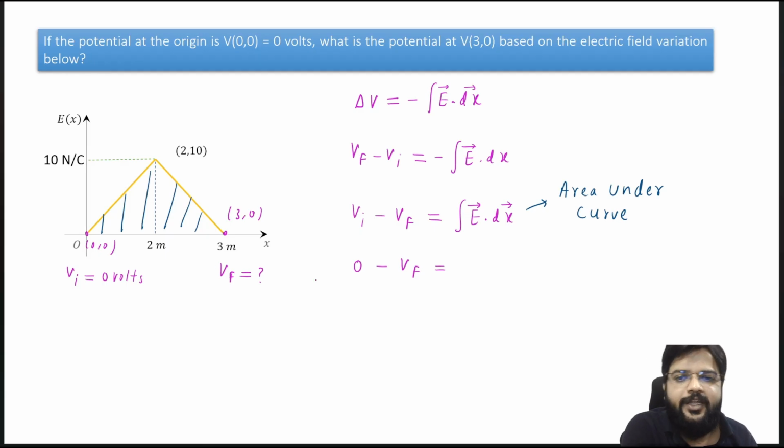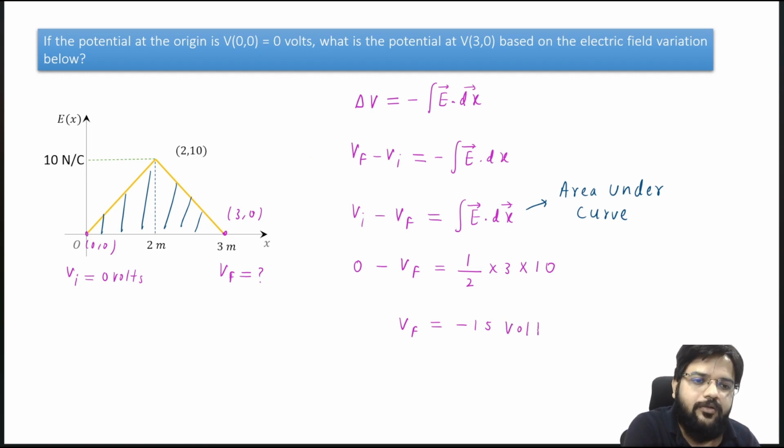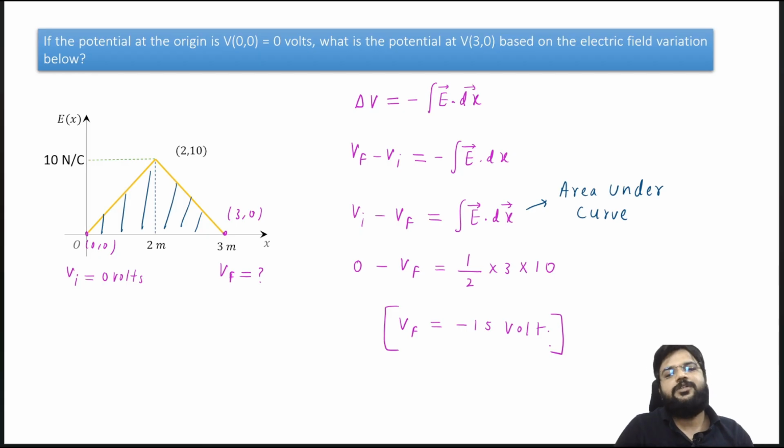So let's see how much area we have inside this triangle. Just use the triangle formula, 1 by 2 base into height. Base is 3 everyone, and the height of the triangle is 10. So what we are getting here: minus Vf equal to minus 15 volt. Putting the minus on this side, I am getting Vf equal to minus 15 volt. This is the final answer everyone. Correct? Minus 15 volt. I hope this is clear. Note down.